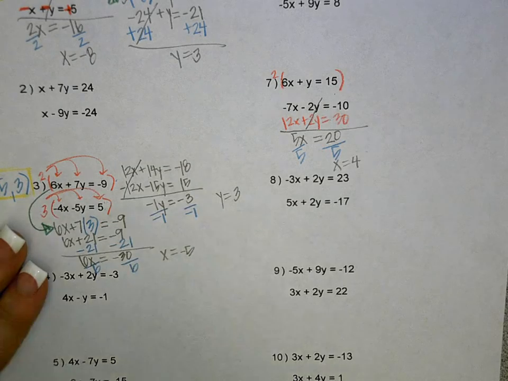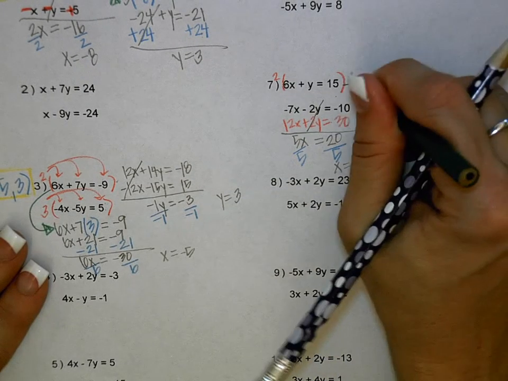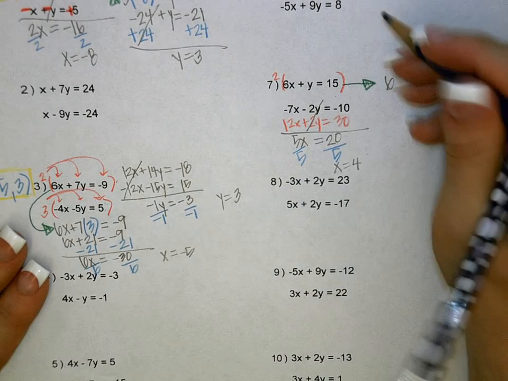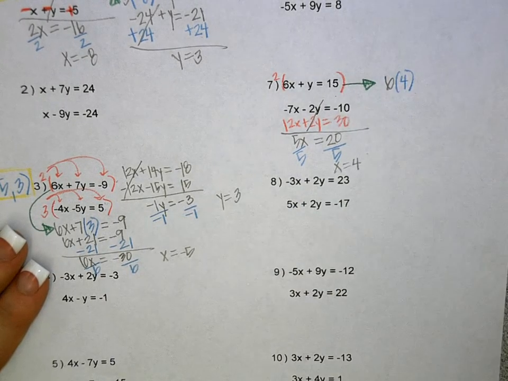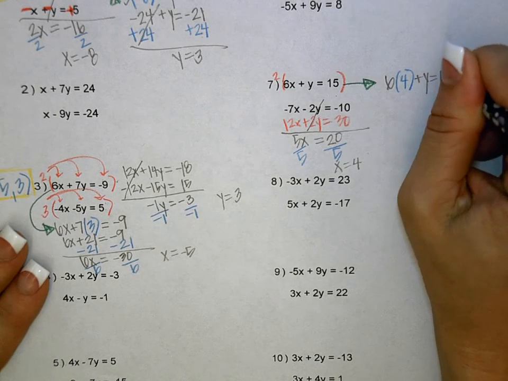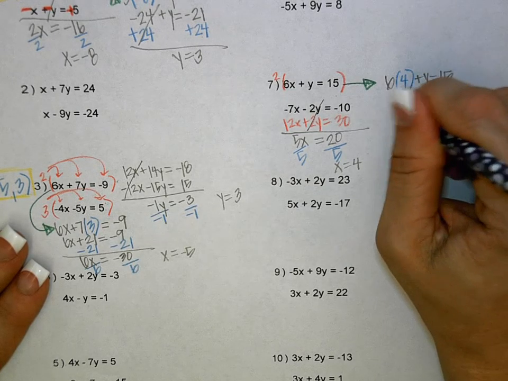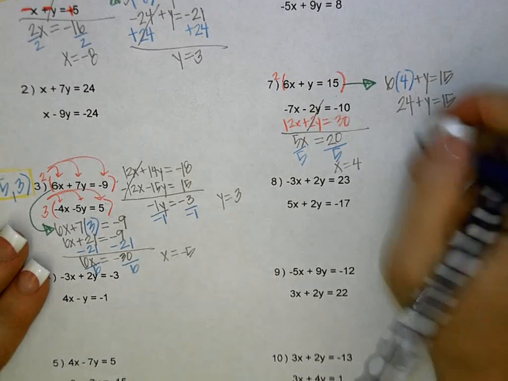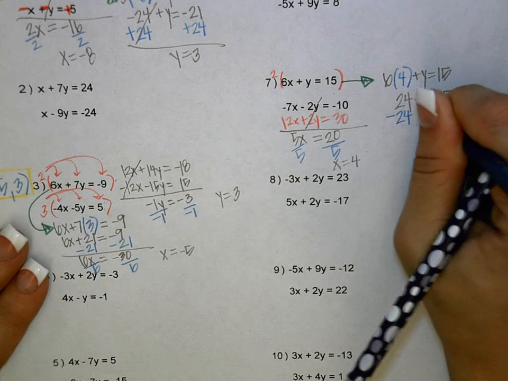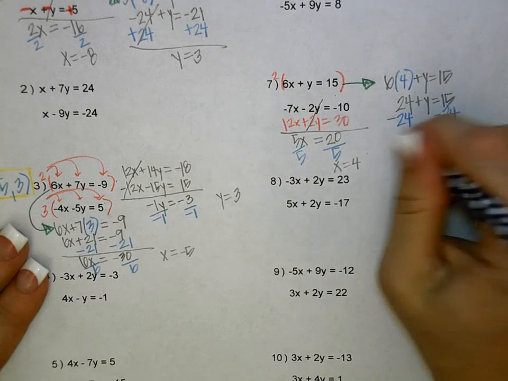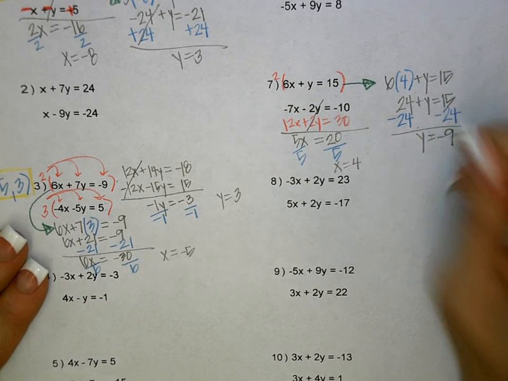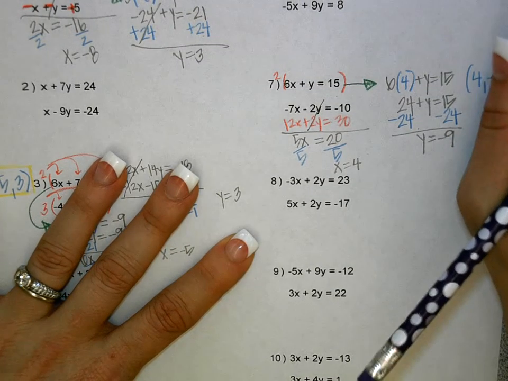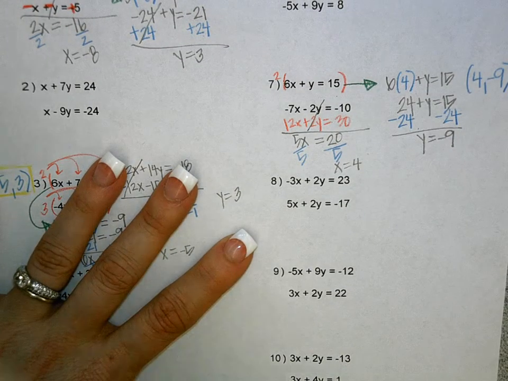Then take one of your equations, and it does not matter which one. I'm going to choose this one to plug back into. 6 multiplied by 4 plus y equals 15. 6 times 4 is 24. Plus y equals 15. To get y by itself, you would subtract 24. And we'll get y is negative 9. So these would cross at the point 4, comma, negative 9.